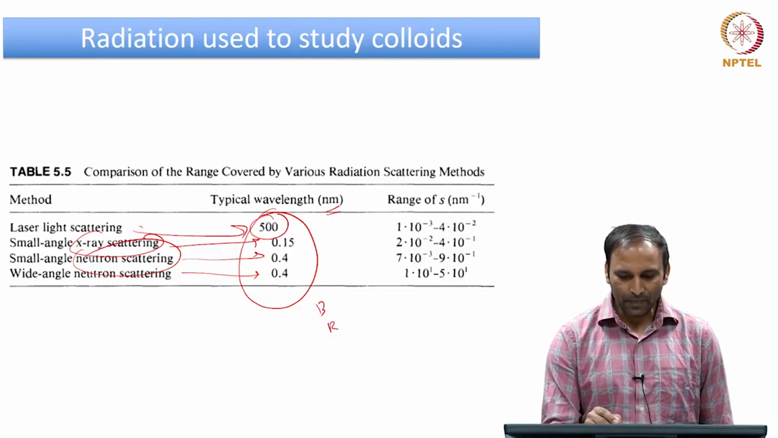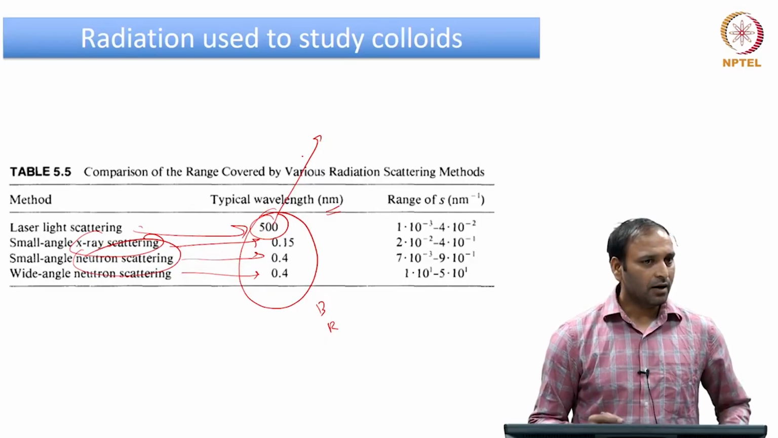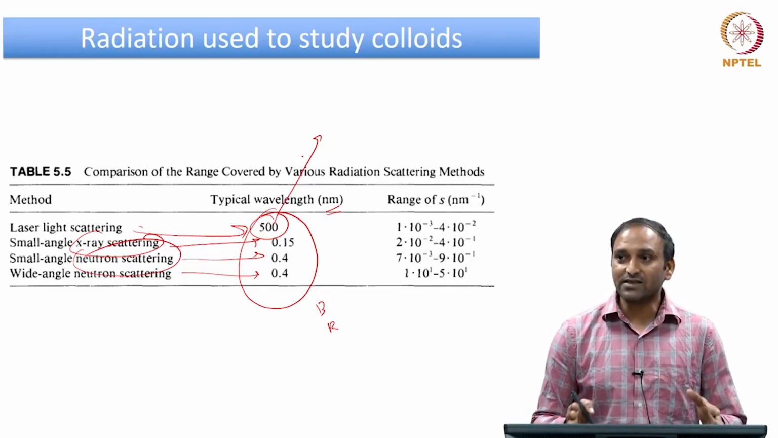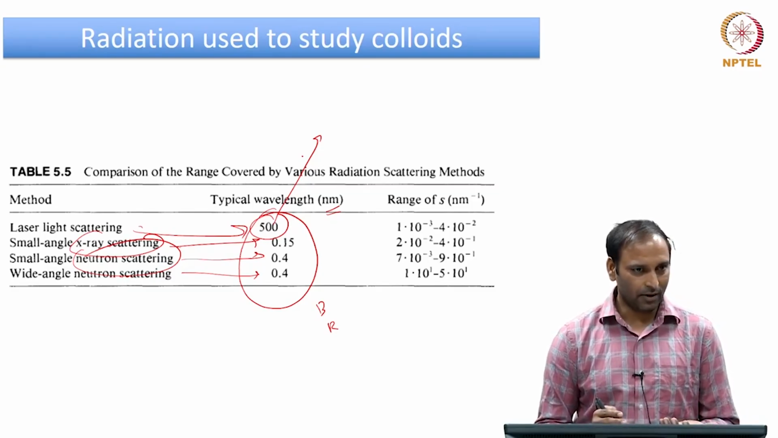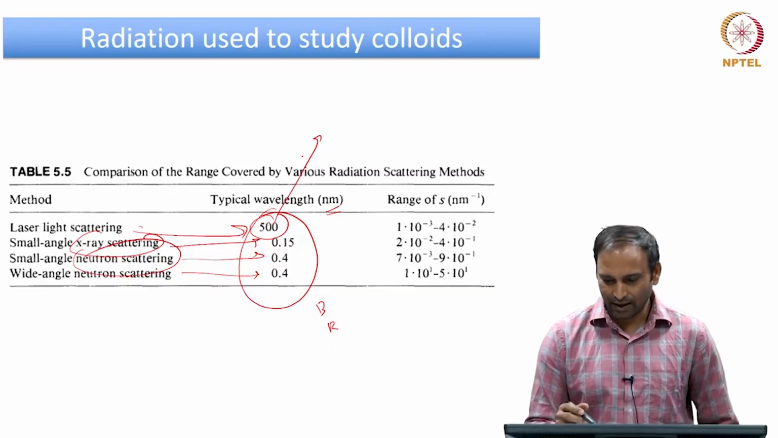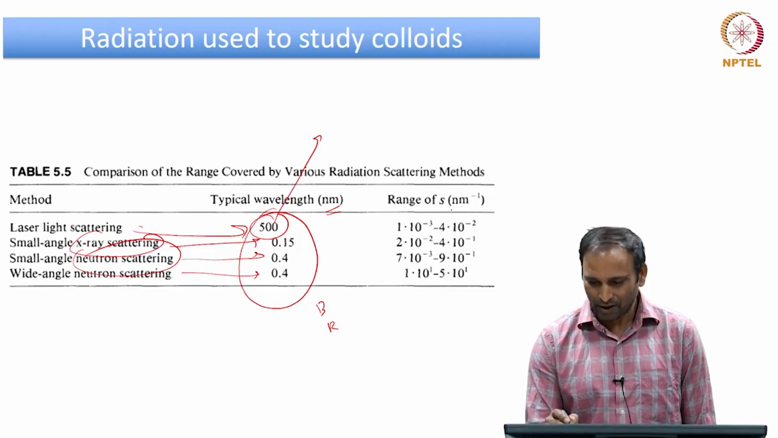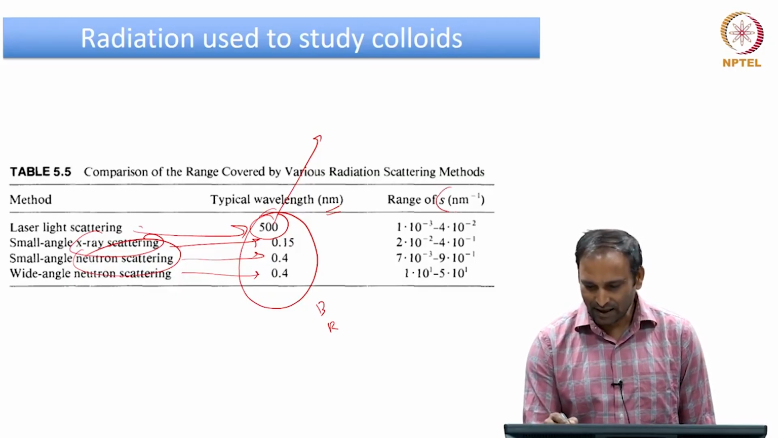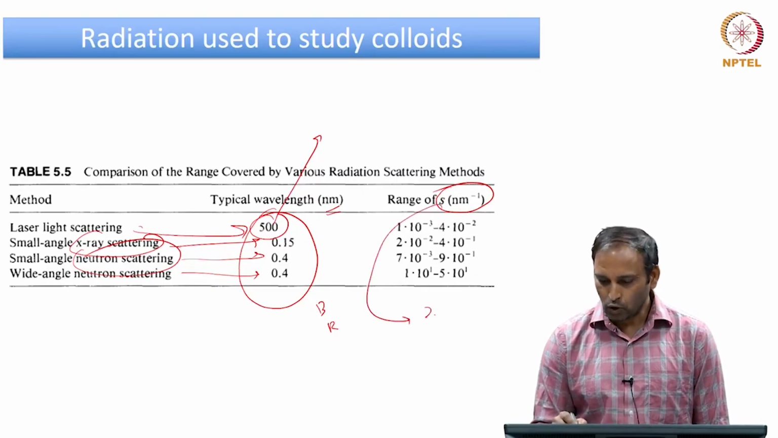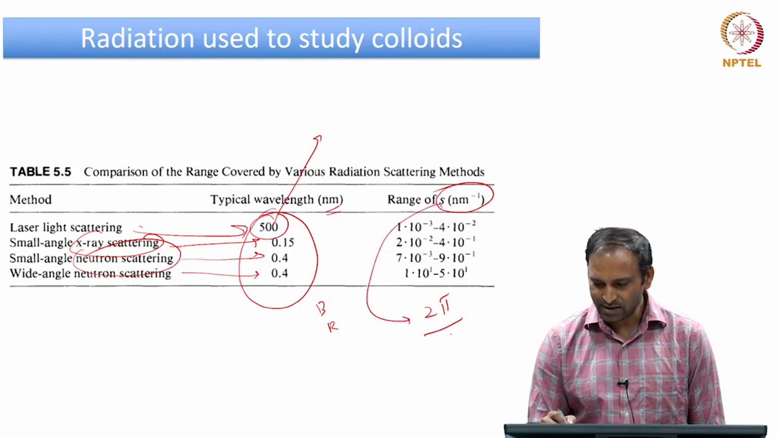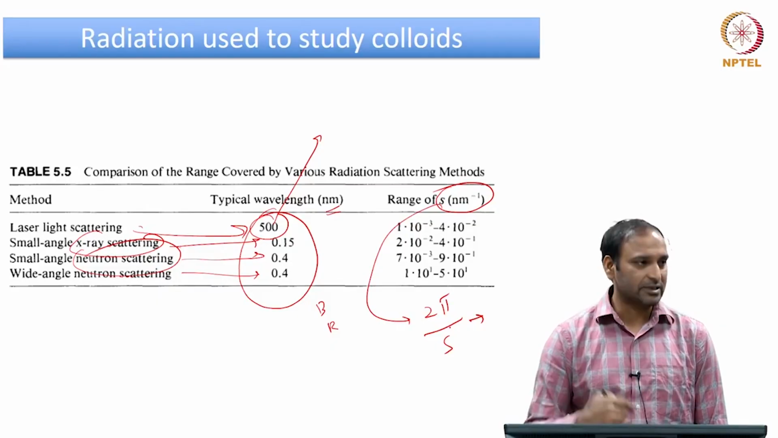So, depending upon the wavelength of the light that people use, that will give you the length scale that you can obtain from scattering measurements. And that length scale is expressed as some parameter, again not important at this point, which is expressed in nanometer inverse, and 2 pi divided by this parameter will give you the length scale that you can obtain from the scattering experiments.